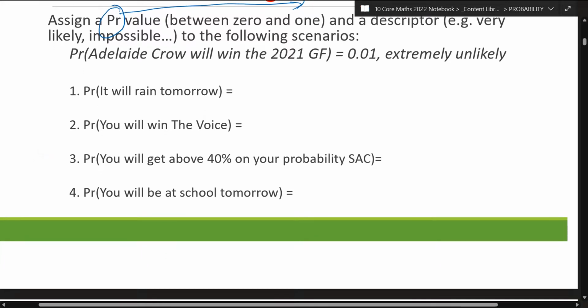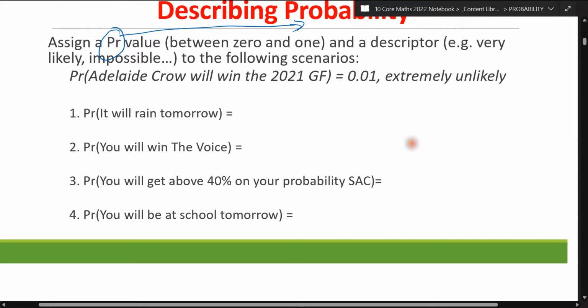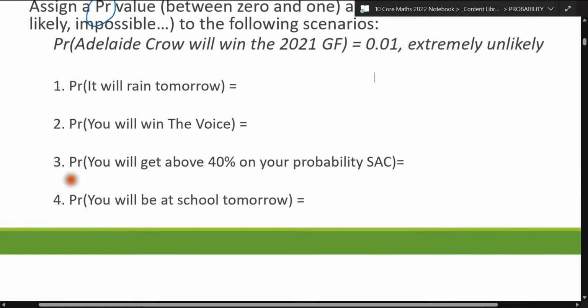Okay. For example, the probability that the Adelaide Crows will win the grand final last year. Did anyone know who won the grand final last year? Yes, the Demons. So this is definitely 0. Well, it should be 0 because they lost. But anyway, this person gave them a probability of 0.01 because they were probably a crap team. Sorry to all the Crows fans out there. But that 0.01 relates to extremely unlikely.